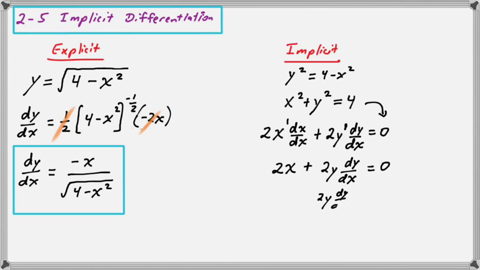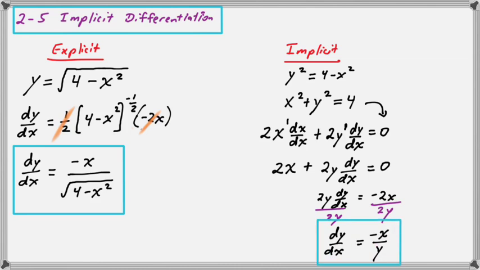You would subtract 2x and then divide by 2y. So if I divide both sides by 2y, what is dy/dx going to equal in simplified form? Negative x over y. So when you do implicit, your derivative might have x's and y's in the answer. Please notice this is negative x over y, right?